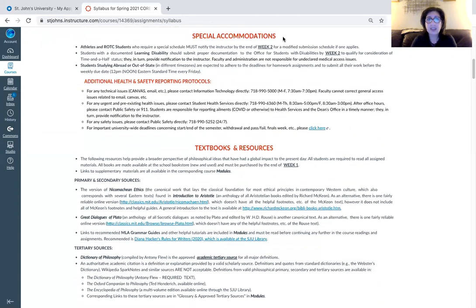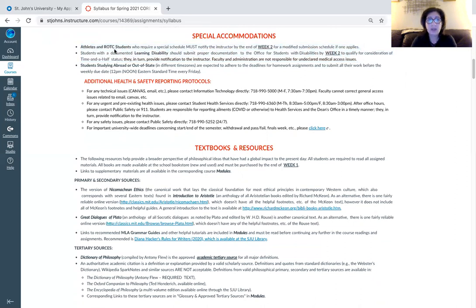Then, special accommodations. If you fall into the category of a student athlete, an ROTC, or a person with a medical need or learning disability, please make sure you contact the appropriate office by the end of this week. So there are instructions here for the office that you must contact, okay?